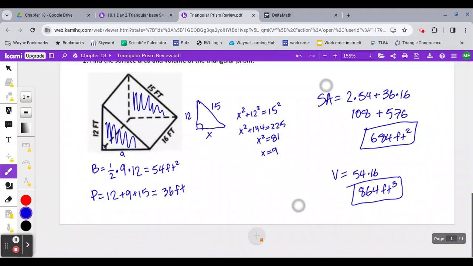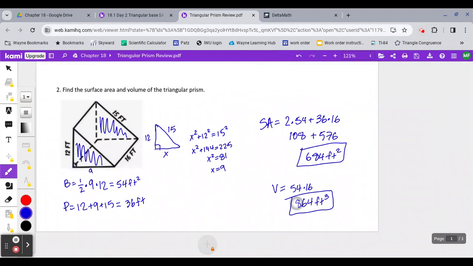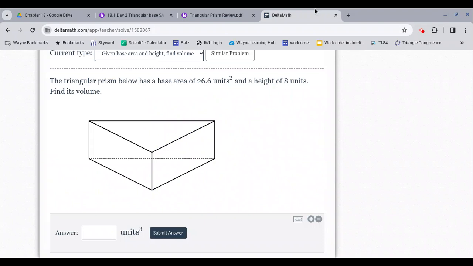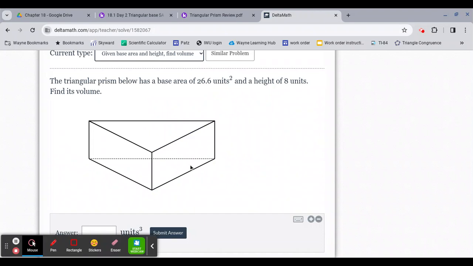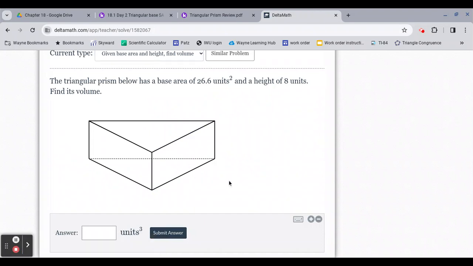All right, I said I'd keep it under 10 minutes, and I will, but let's talk about the delta question. So this first section will ask us some questions like this. It says, the triangular prism below has a base area of 26.6 units and a height of 8 units. Okay, so if we think on this one, we know that the formula for volume, it says find its volume, is just area of the base times the height. They tell us the area of the base. They also tell us the height. You'll just multiply those together to solve.